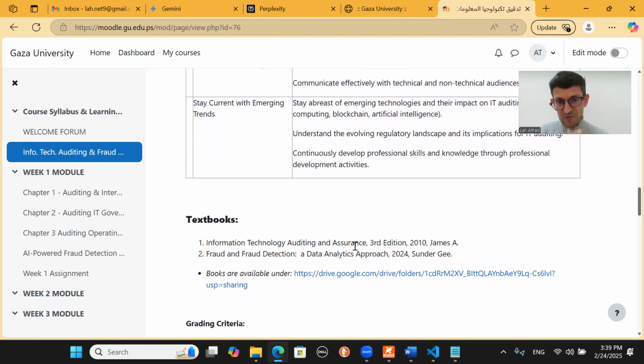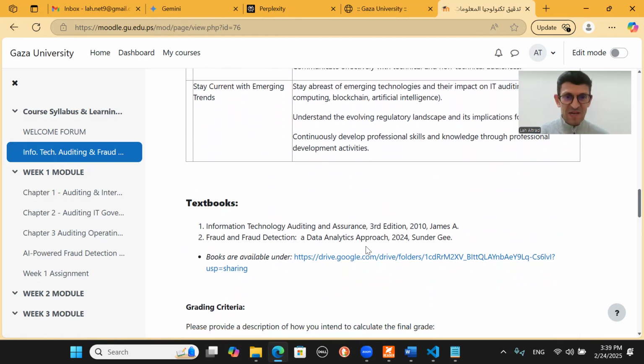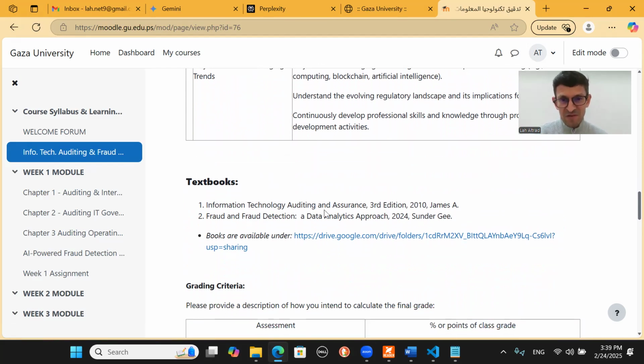Now, as I told you, this is the first time for me to teach this course, and most of you probably have better experience than me in IT and accounting. So I found out that these two textbooks could give us a lot. The first one is Information Technology Auditing and Assurance.